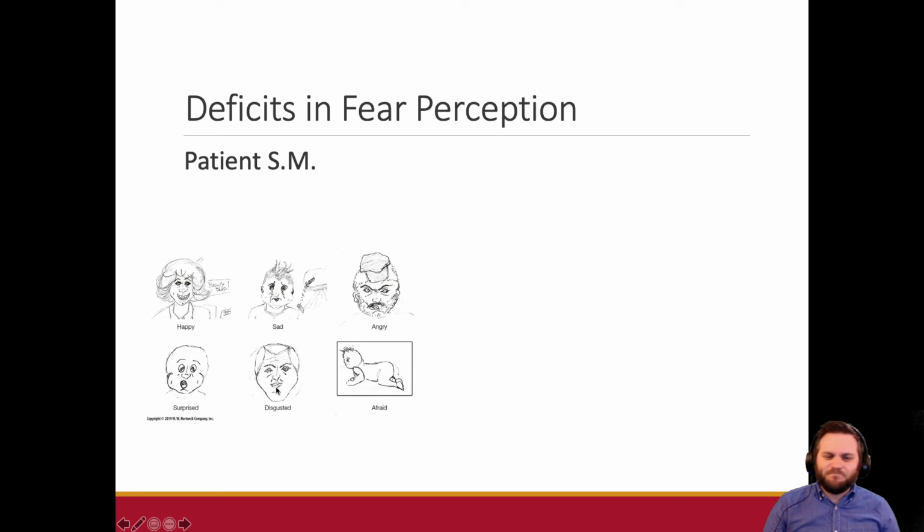Disgusted? Disgusted doesn't really have a ton of facial features, although one of them is a crinkled nose, which I'm assuming is what she drew here. A lot of times people will draw tongues out, you know when you're disgusted. But here's afraid. It's a baby. What? That's odd. Okay. The clinicians asked her why she drew a baby for afraid.